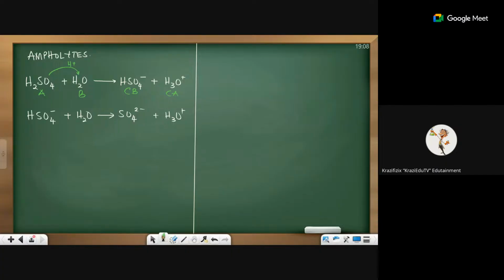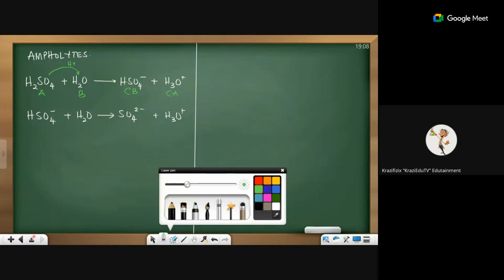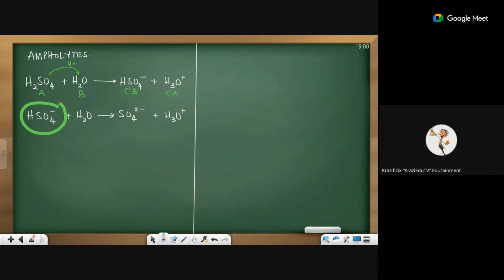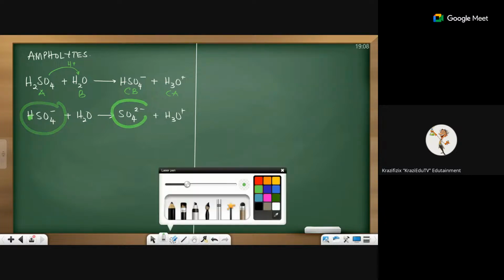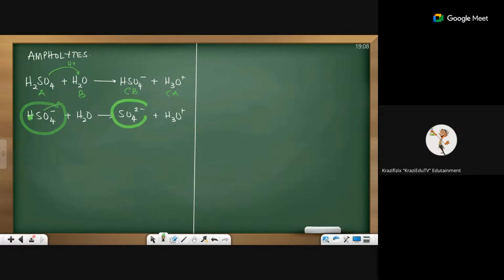Okay, let's look at the second one. What do you notice? HSO4 minus became SO4 2 minus. So we're losing this guy. All right. So this is my what? Acid. Water becomes what? A base. Now, when an acid donates a proton, it becomes what? A conjugate what? Base. And when a base accepts, it becomes a conjugate what?